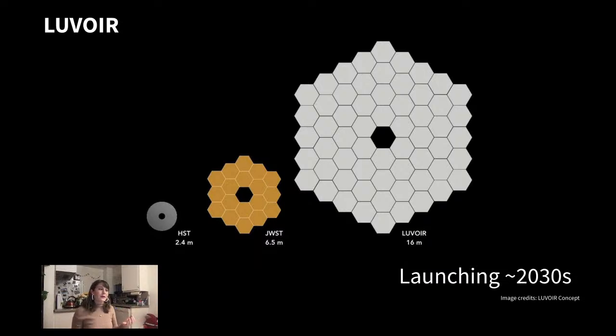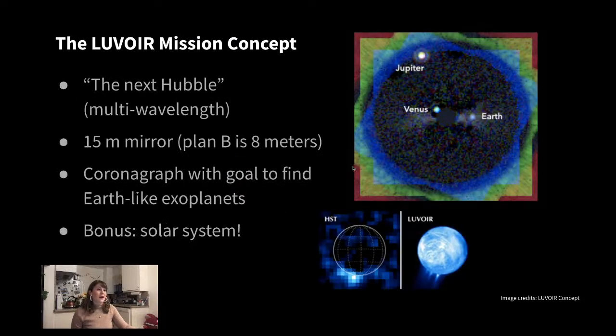Mirror size is important because essentially, the bigger the telescope, the fainter the things you can see, and the better resolution you can get. Our whole thing is that we're collecting light in order to magnify it. We need a bigger light bucket to collect all the light we can. And LUVOIR would be huge.